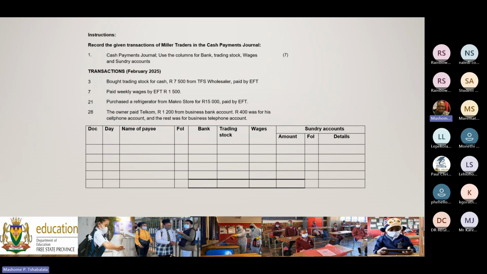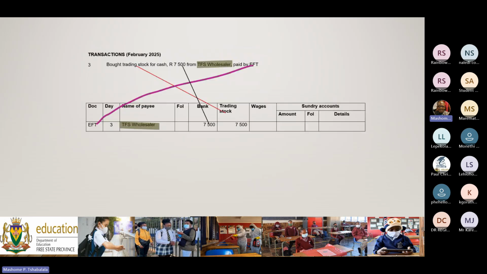Then let us look at the first transaction. Looking at the first transaction, it says bought trading stock for cash. The amount is 7,500 from TFS wholesaler, paid by EFT. Now recording the transaction on the CPJ. Document number, it will be EFT. Look at the purple line. It moves from EFT on the transaction to the document number. Document number or doc, it will be EFT.